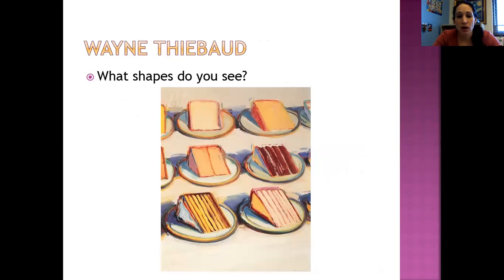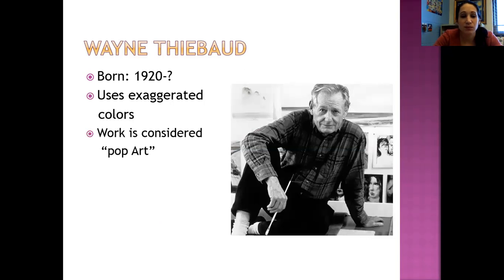So here is one type of painting from the artist Wayne Thiebaud. It says, what shapes do you see? If I were to pick one of the 3D shapes, I would probably say pyramid, but it's a little bit altered pyramid. It's a little bit different. So Wayne Thiebaud's art is all about desserts, which I'm sure we could all agree is very, very yummy. He was born in 1920. He is still alive. He's very old. He uses exaggerated colors, and his work is considered pop art.